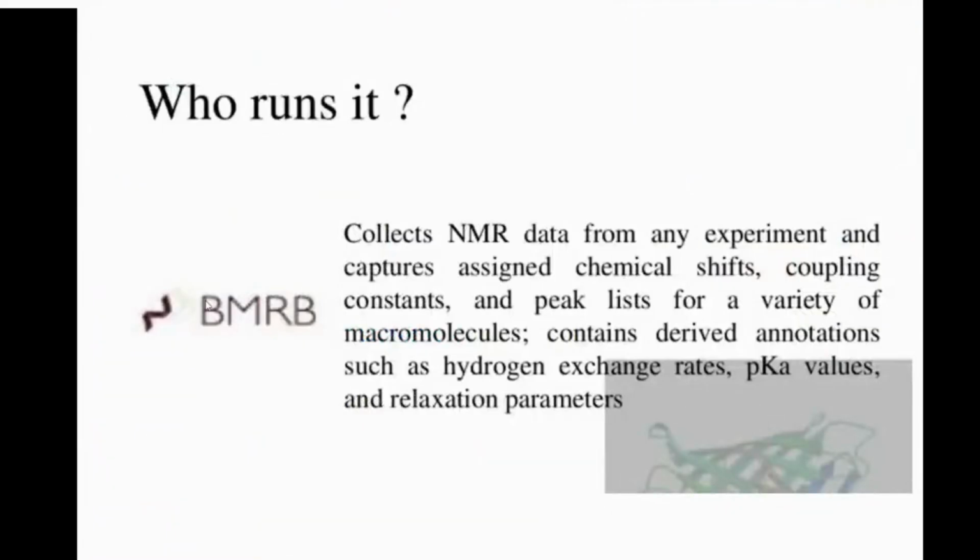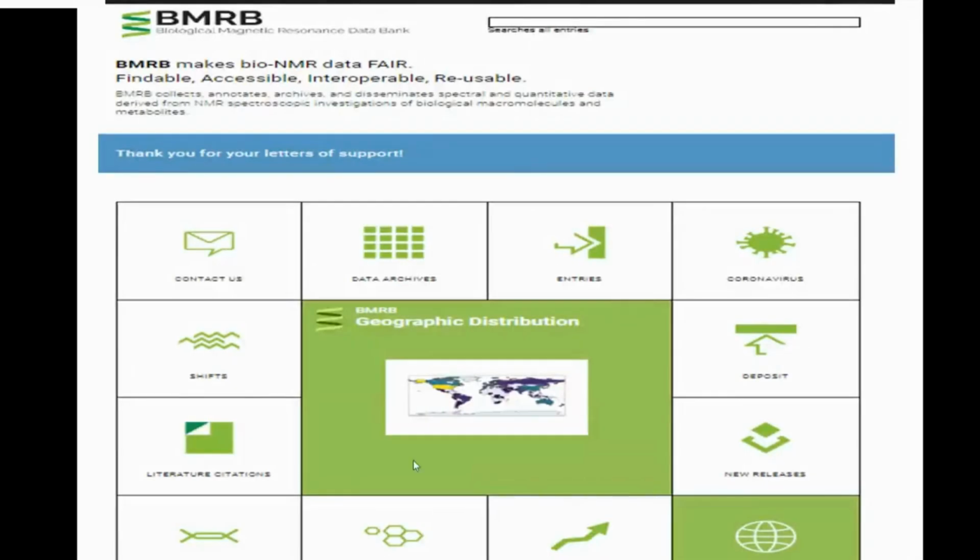Then BMRB. The BMRB collects the NMR data from any experiment and captures assigned chemical shift, coupling constant and peak list for the variety of macromolecules, and contains derived annotations such as hydrogen exchange rate, pKa value and relaxation parameters. Okay, where does BMRB collect data from? It collects data from NMR, from any experiment, and captures chemical shift, coupling constant and peak list of the variety of macromolecules. See, this is the home page of BMRB and these all are the services provided by BMRB.